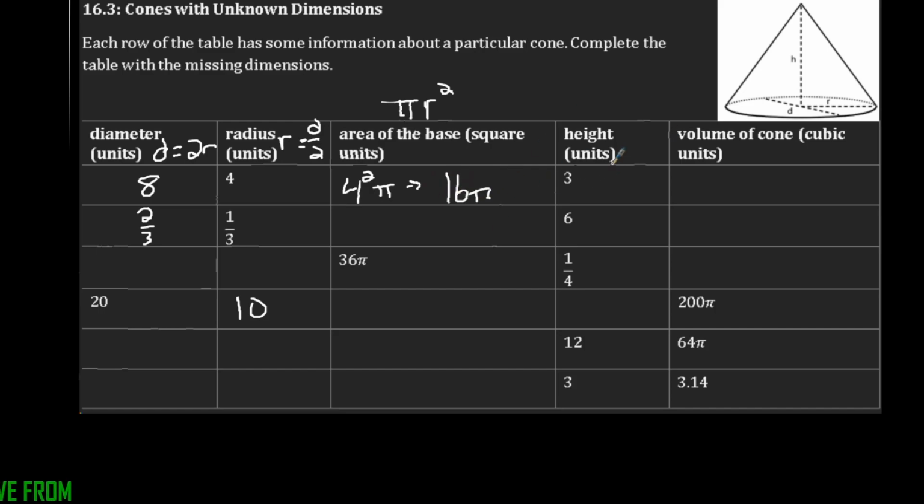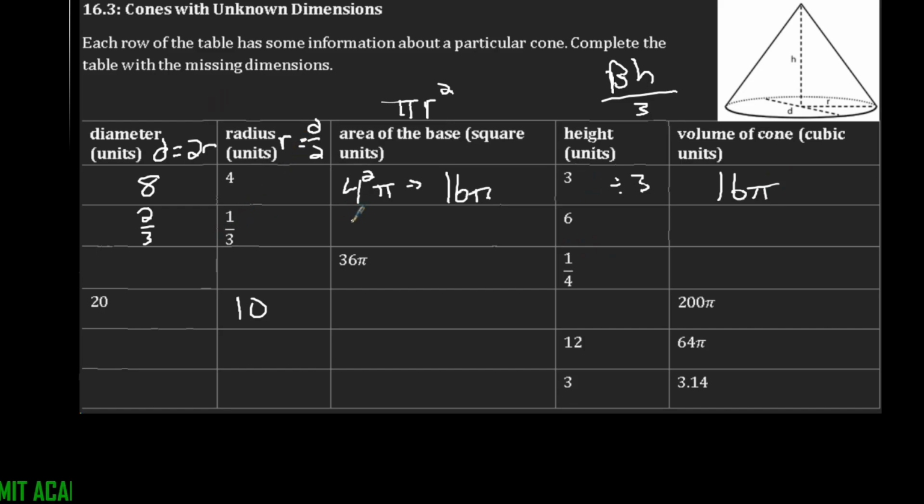Then if the height is 3, remember when you have the volume of the cone, it's going to be the area of the base times the height divided by 3. So it's almost like we're dividing by 3 here. So 3 divided by 3 is 1 times 16 pi, so that's going to be 16 pi cubic units.